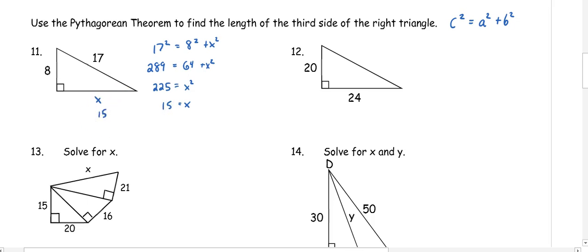In number 12, this time we're looking for the hypotenuse because it doesn't have a number on it, so that side's going to be our x. So we would have x squared equals 20 squared plus 24 squared. So we get x squared equals 976. When we take the square root of 976, that's not a perfect square, so we need to simplify our radical. So that would simplify to 4 root 61.